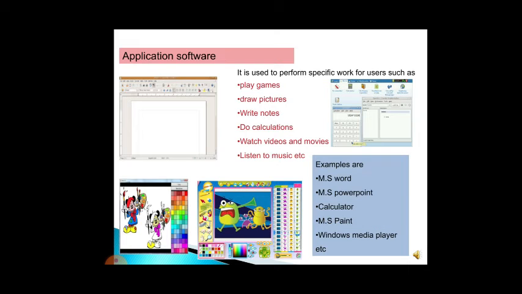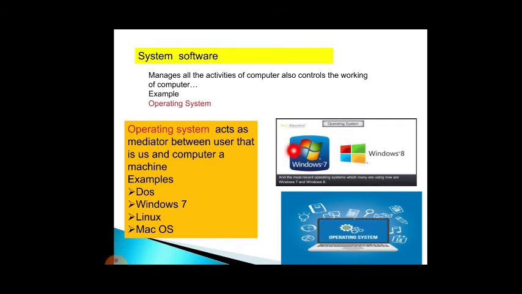So for all this, there is one software, that is application software. Next, what is system software? It manages all the activities of the computer, also controls the working of computer. So it manages all the activities including the application software and also controls the working. Without this system software, the computer cannot work. So there should be some system software to make the computer work. One good example is operating system.